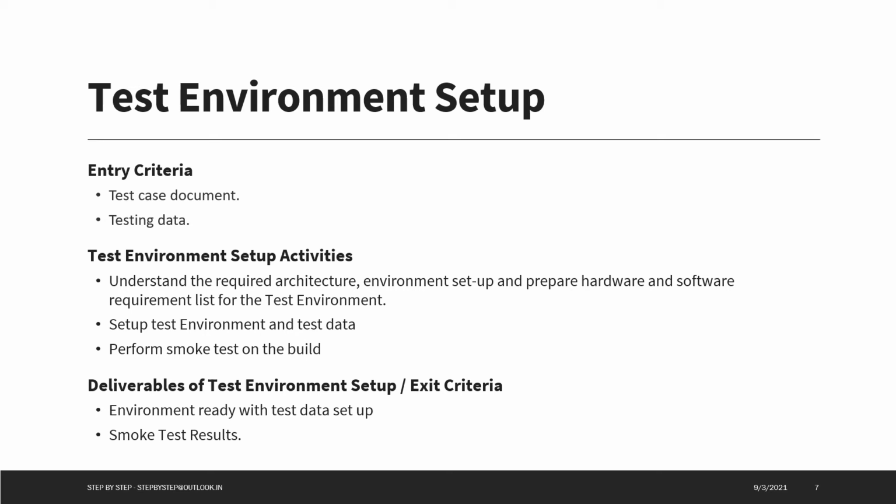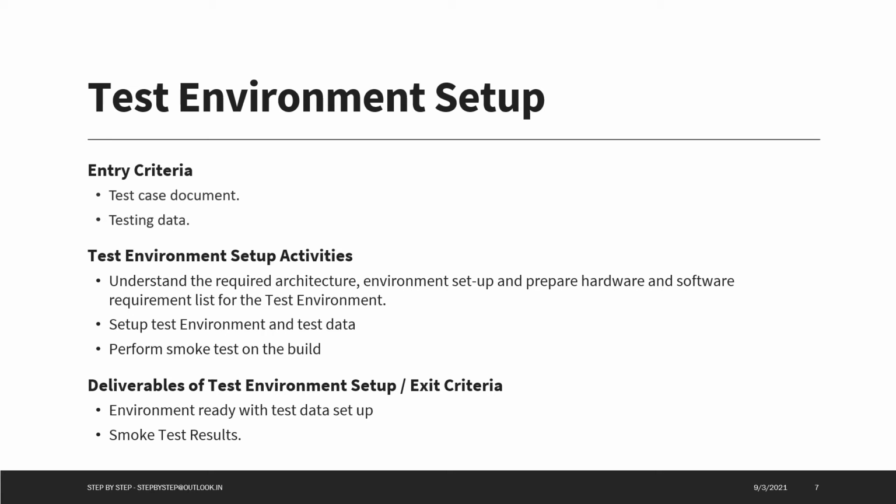Perform smoke test on the build. Okay, so once you get a build, you need to perform this smoke test for early identification of whether the build provided is okay to go ahead with proper testing or not. If the smoke test itself is failing, then you can go back and say that this build is not ready for testing, and it will go back to the development phase itself.